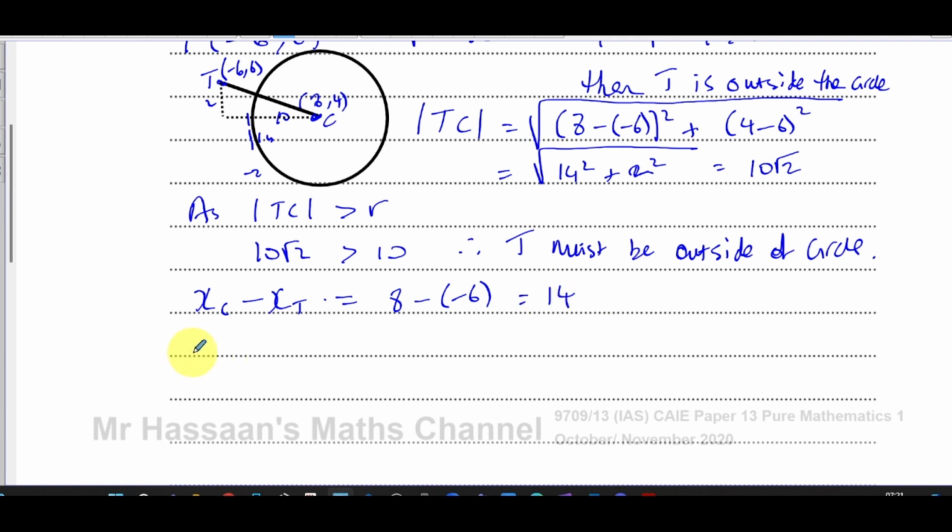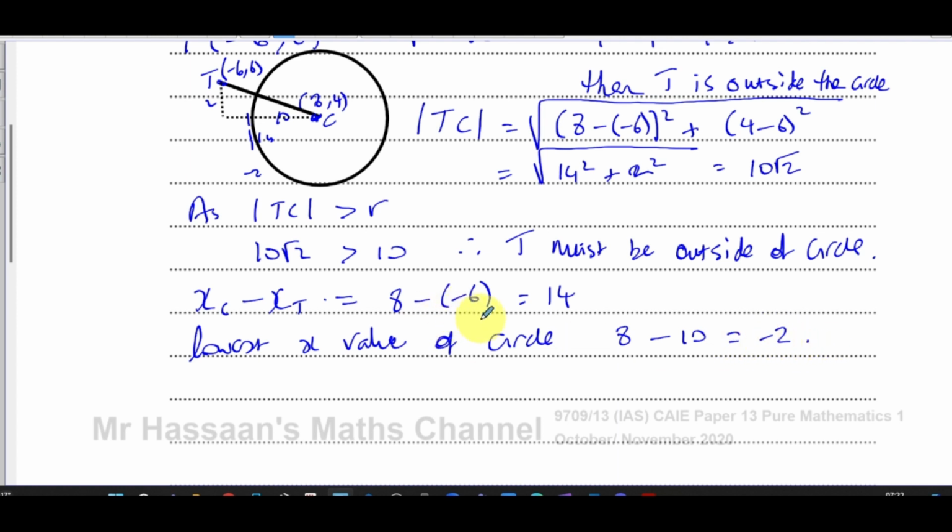And we can see that the lowest x value of the circle, the lowest x coordinate of the circle, must be 8 minus the radius, because you're going to have 8 minus the radius. That's the lowest it can be, which is going to be minus 2.